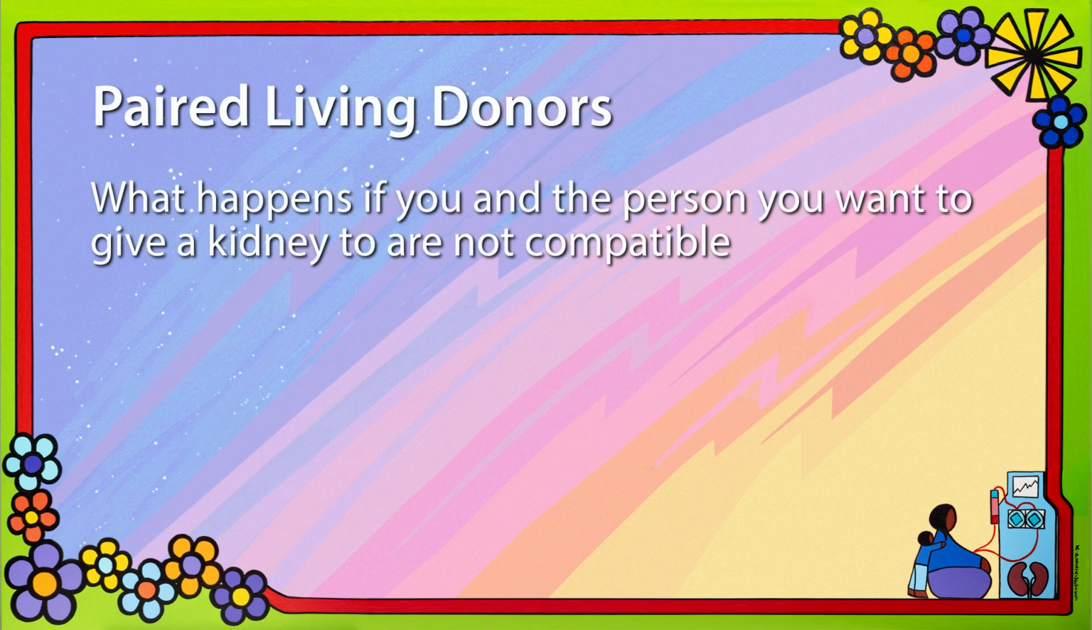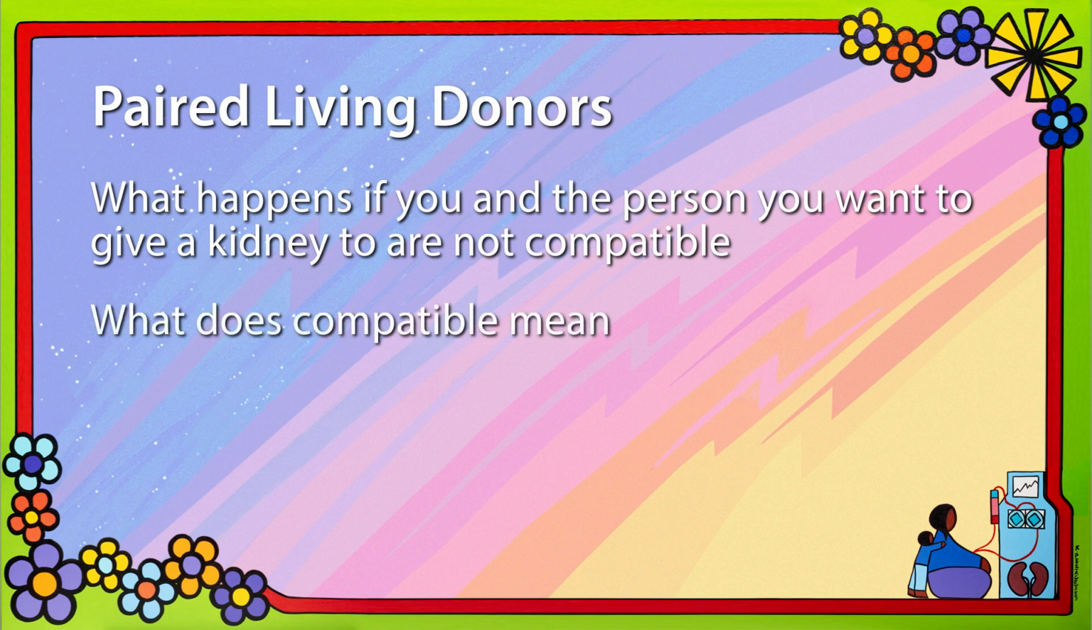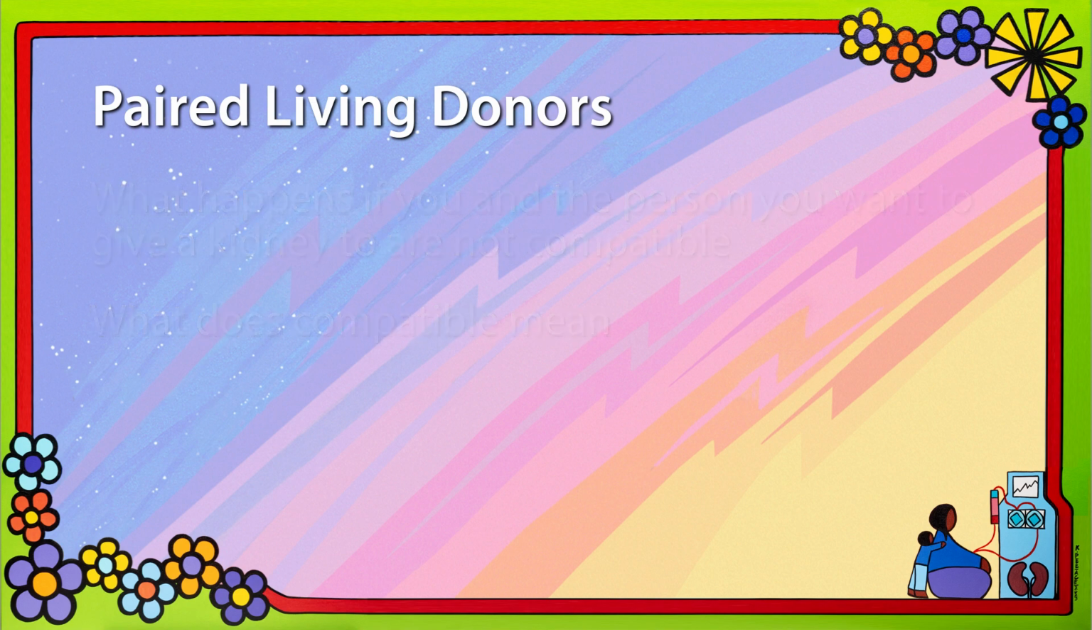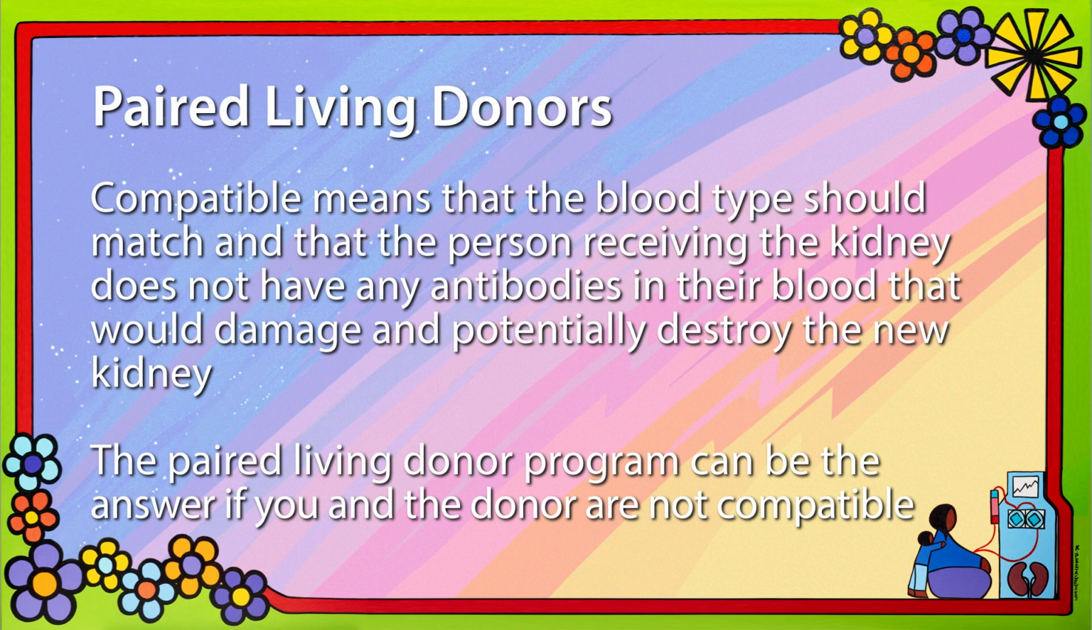What happens if you and the person you want to give a kidney to are not compatible? What does compatible mean? Compatible means that the blood type should match and the person receiving the kidney does not have any antibodies in their blood that would damage and potentially destroy the new kidney. The paired living donor program can be the answer if you and your donor are not compatible.